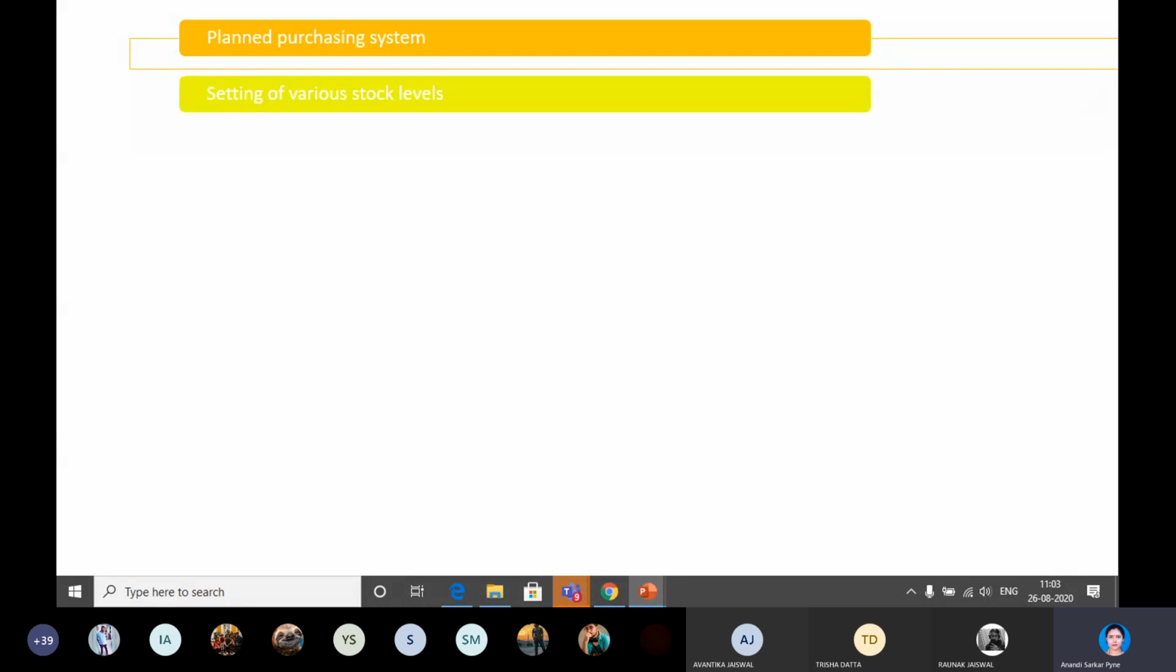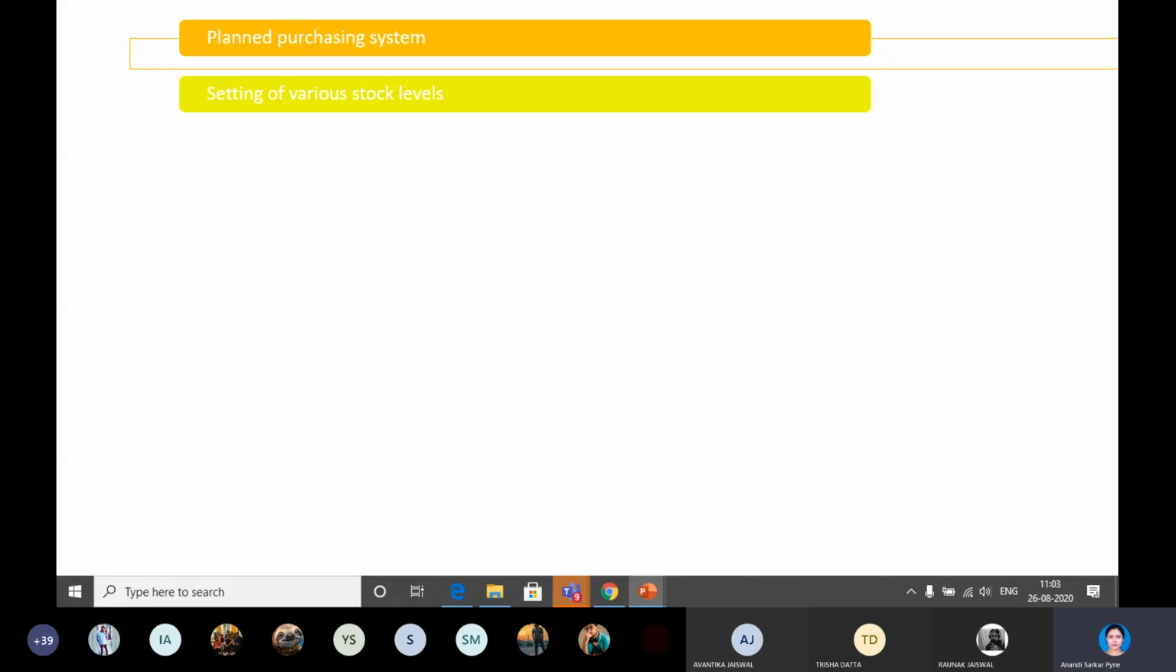Also, you can do it like this. Suppose the average usage of the product is, say, 500 and the average reorder period is 2. So average usage multiplied by average reorder period, that is 500 multiplied by 2, that is 1000, plus the minimum stock which is required to be maintained. Suppose the minimum stock is 200. So 1000 plus 200, so 1200 is your reorder level.